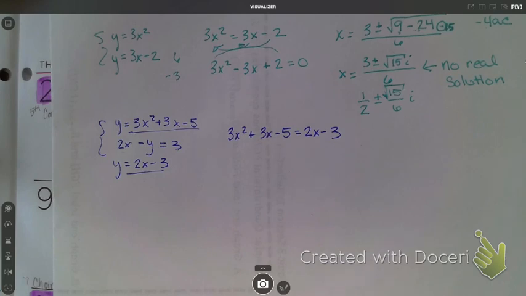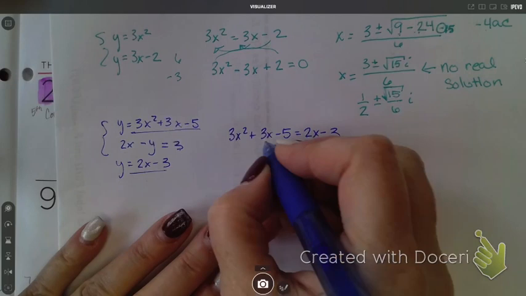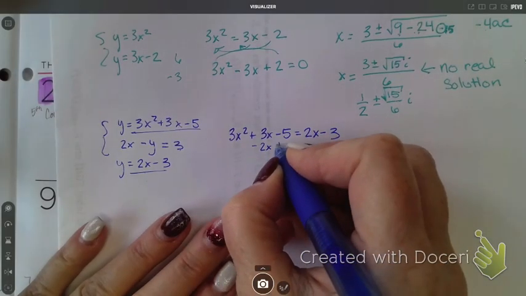What after that? Can't you combine the two? Well, you have to move them. Would you add 3? Yep, subtract 2x and add 3.